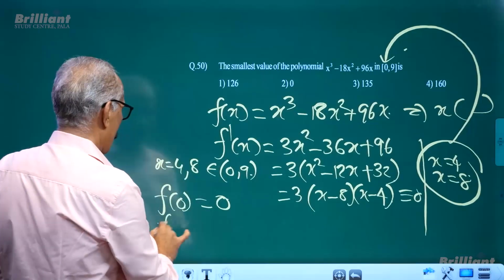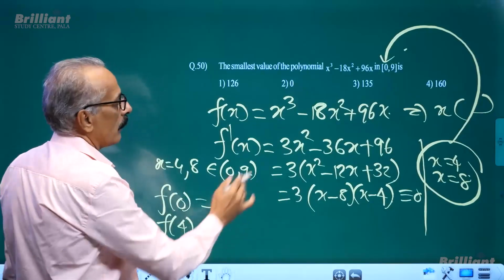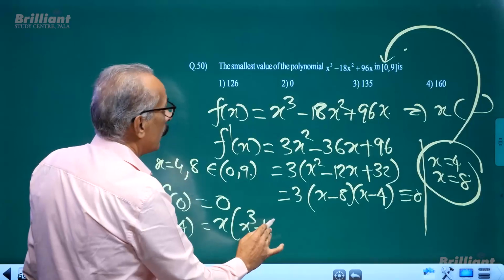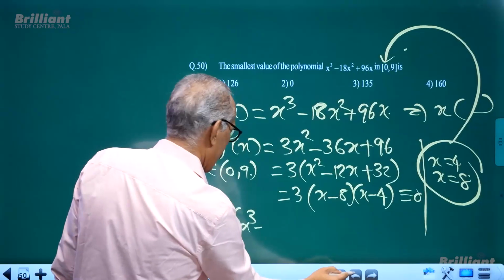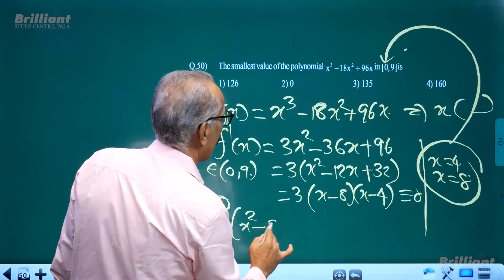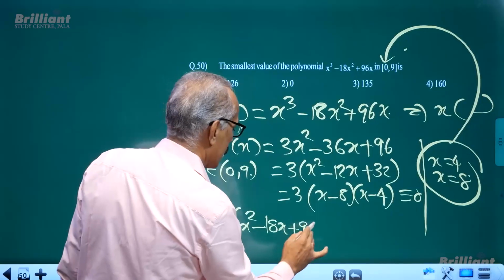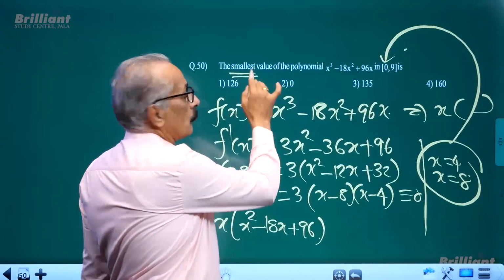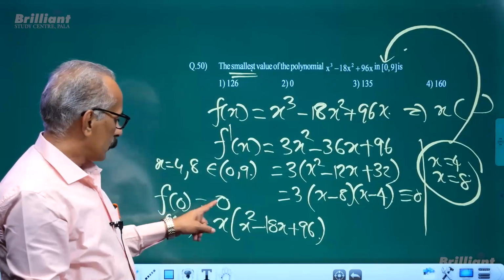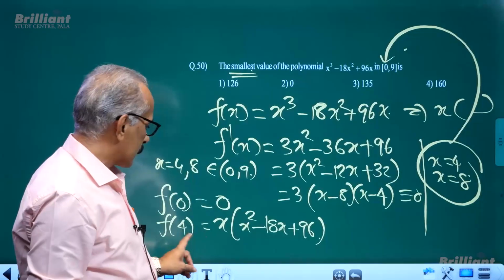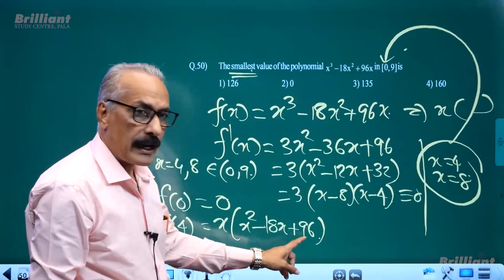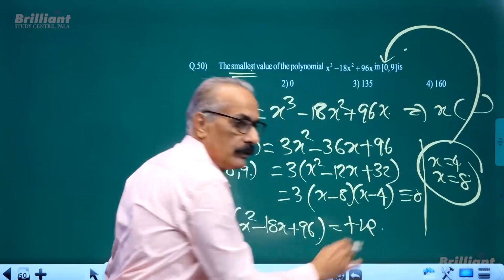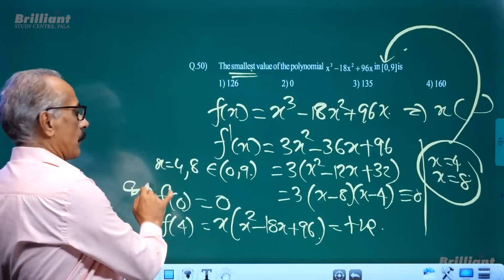Now we will calculate f of 4. Look at this. When you want to calculate f of 4, take x common. X cube minus x, that will be x square. If I take x out, this will be x square minus 18x plus 96. Easy to calculate. Remember, you want the smallest value. So for 0, I got it. Now if I put x equal to 4, this is 16 and 100 and something. This will become 112. So this is a positive value. Again, my smallest is 0.